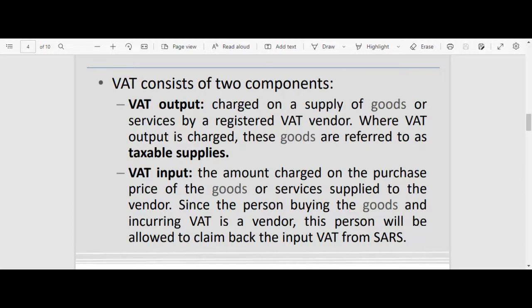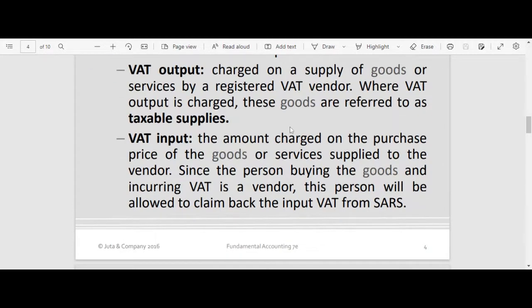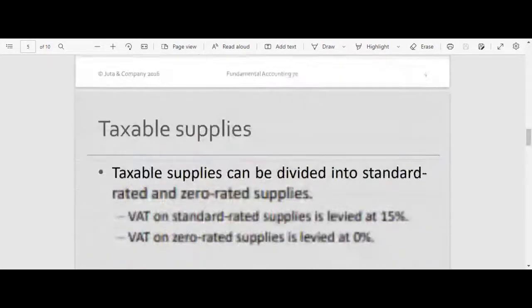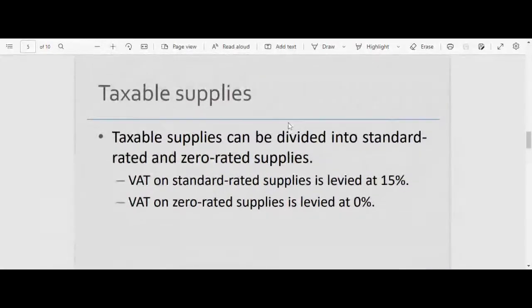Anyway, okay, so now the second category. So we've got exempt supplies, and then we've got taxable supplies. When it comes to taxable supplies, we can subdivide that into standard rated supplies and zero rated supplies.